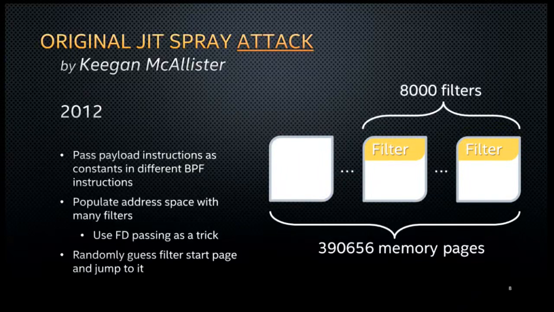He used a number of different tricks to get it working. Obviously, for JIT spray to happen, you need to create a lot of sockets. And since the limitation is that each socket can only have one filter attached, in order to spray your space with many filters, you need to create many sockets. There is a limit in the Linux kernel for how many sockets you can create. And he used this FD passing trick, which is a really nice trick to overcome this limitation and get enough sockets, actually 8,000 sockets. He used that number. There's no hard limit, you can do even more before you run out of memory. But he used 8,000 filters, 8,000 sockets.